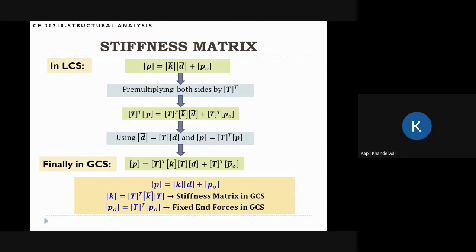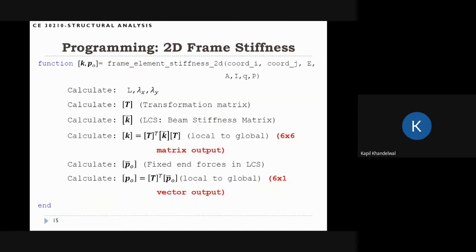Let me give you an overview of these functions. One of these functions will be frame element stiffness 2D. You can think of this as a counterpart to the truss element stiffness function that you have written. In this case, the inputs will be coordinate I, coordinate J, E, A, I is the moment of inertia, and Q and P. I'm assuming that Q is the distributed load and P is the point load that is acting at the center. We can include many other loading conditions, but these are the only two that I'm considering for now. So Q is the uniformly distributed load and P is the point load at center.